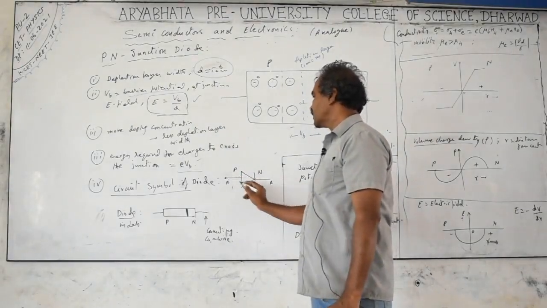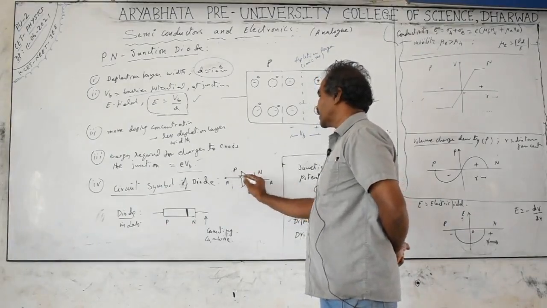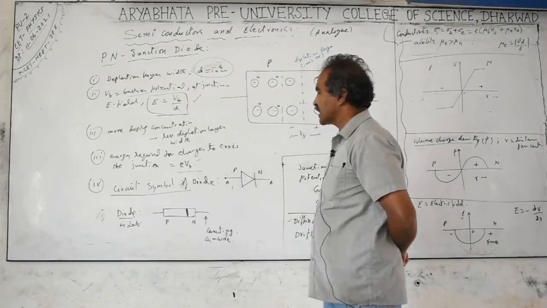Current will pass only when A is at a higher potential, that is, from P to N, not from N to P. This arrow indicates the direction of conduction current.